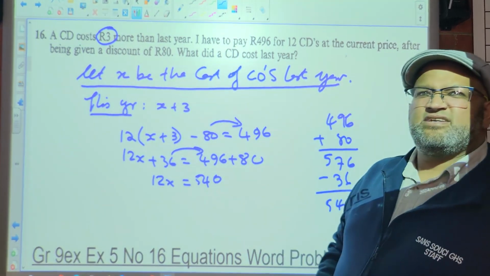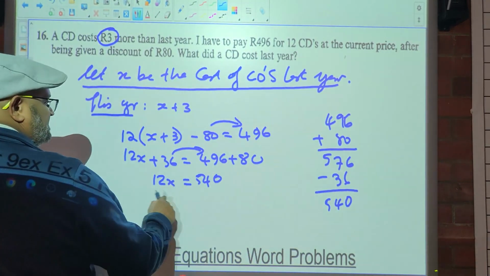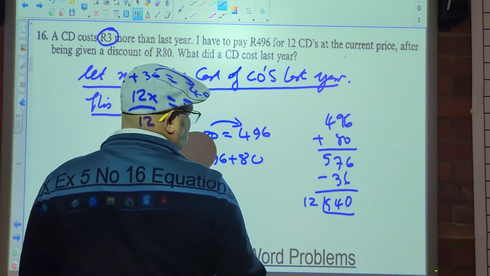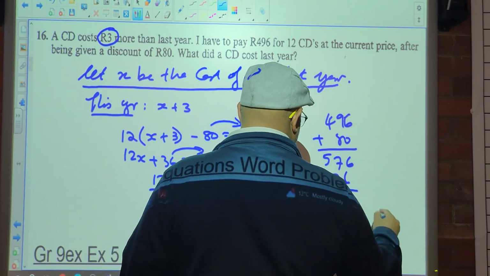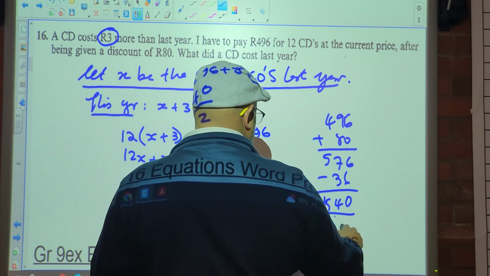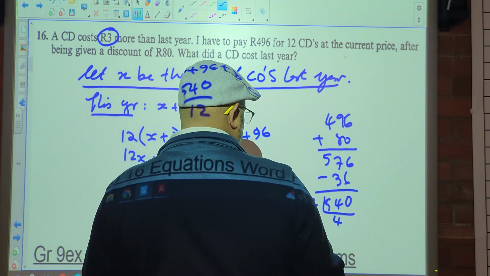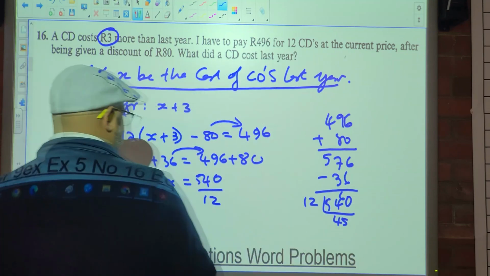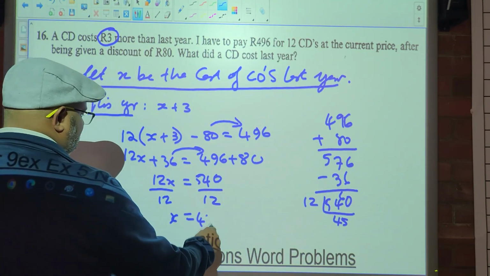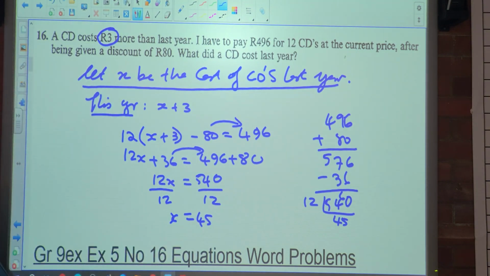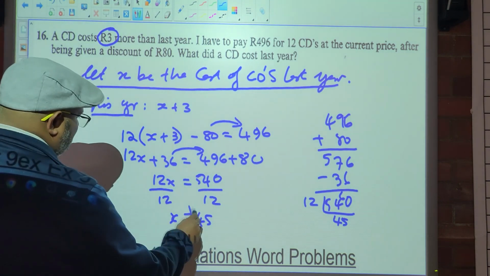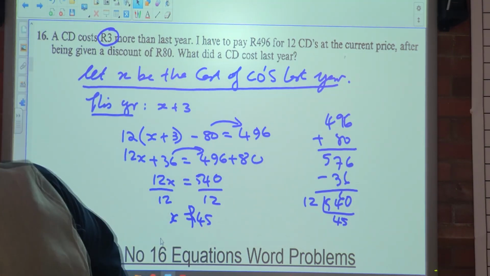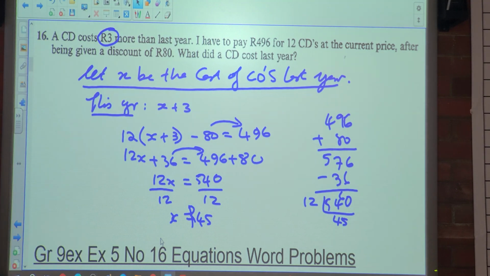Is that correct? So what I do now is I divide by 12. So 12 goes into 48 4 times, 48, 16, 45. The question says, what did the CDs cost last year? And I worked out the CDs would have cost 45 Rand last year. Who got that answer right?